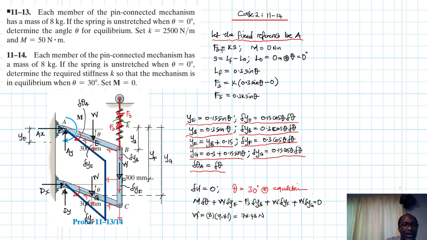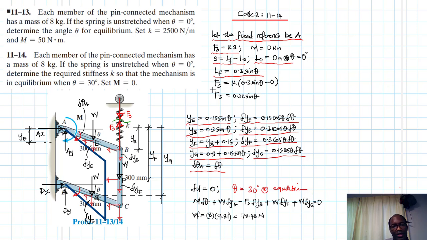All right. Also, we wrote down what the spring force is. We know spring force according to Hooke's law is equal to K times S, K being the spring constant and S being the stretch. And then we know that S is equal to L final minus L original, and we've been told that L original is 0. You can think of it as L plus 0, but the L will still cancel out, its original length. So it's just 0 at theta equal to 0 degrees, and L final is just equal to 0.3 sine theta, which is just equal to YB.